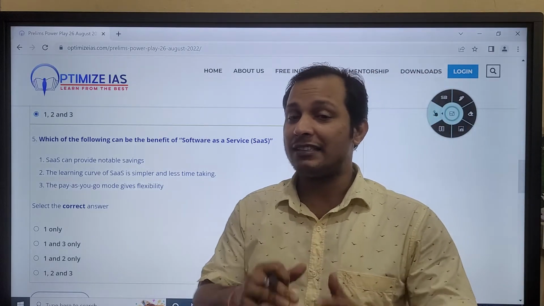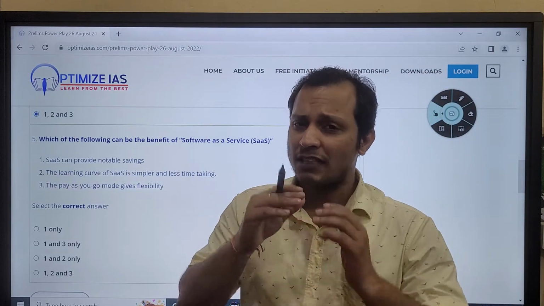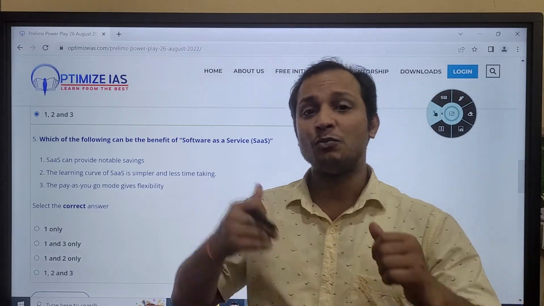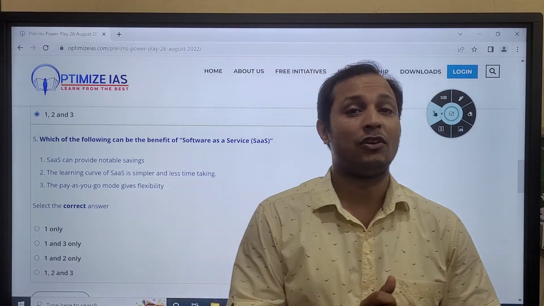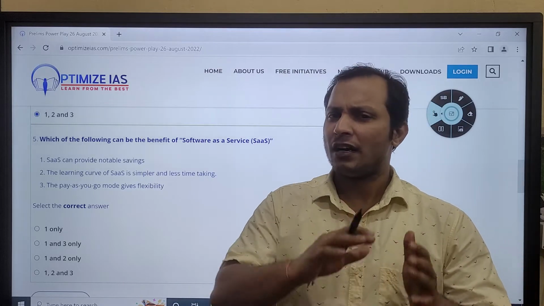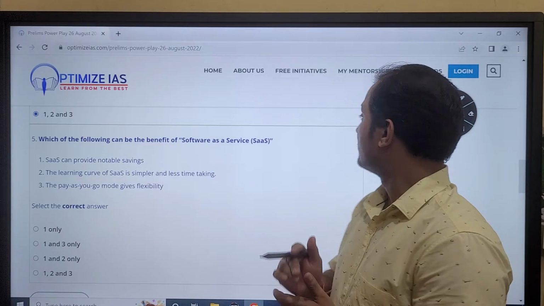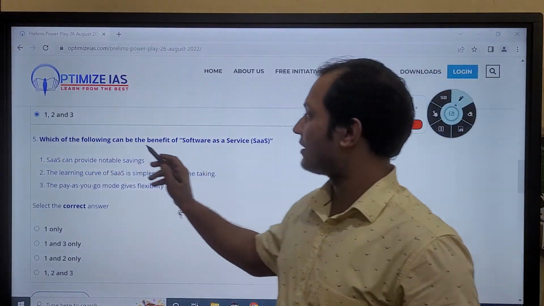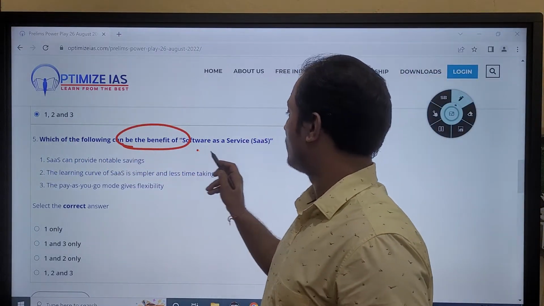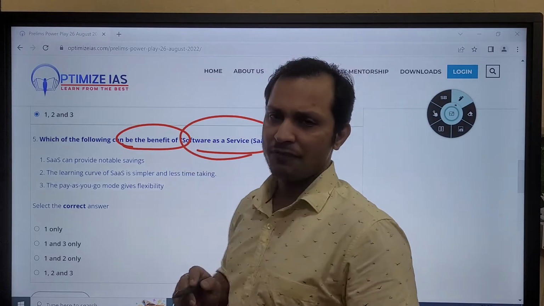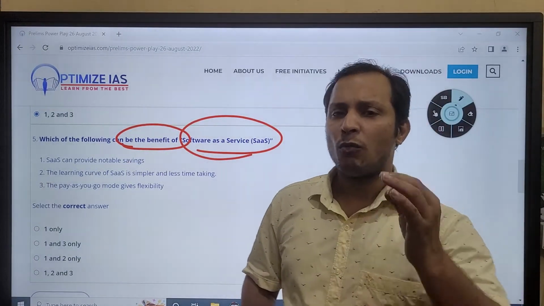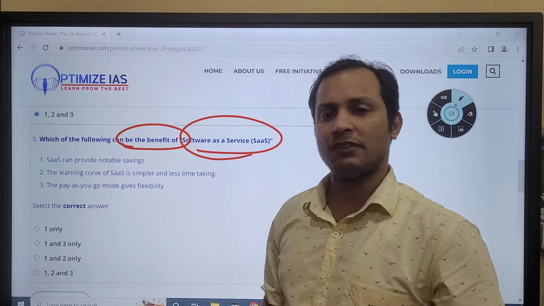Guys, SaaS is in news. It is such an important topic that this year UPSC has asked this question on SaaS. So I have framed a little bit different question on SaaS. Okay, I have framed on the benefits of SaaS. What are the advantages? What are the benefits of SaaS, software as a service? Briefly, let me explain to you what we mean by software as a service.